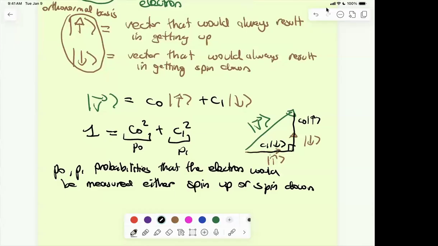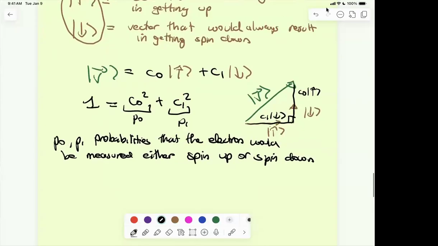And that's where the name probability amplitudes comes from, right? Because they're numbers that square to a probability. So these numbers, any number that squares to a probability, are called probability amplitudes. So C0, C1 are called probability amplitudes.